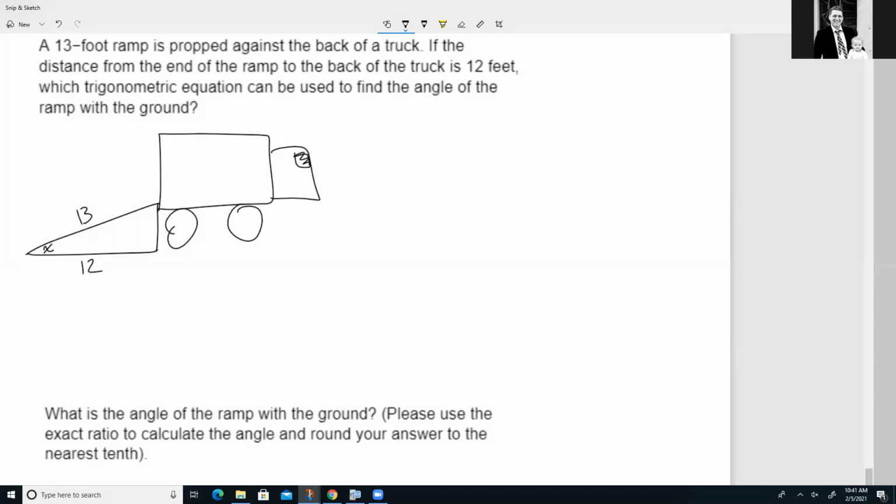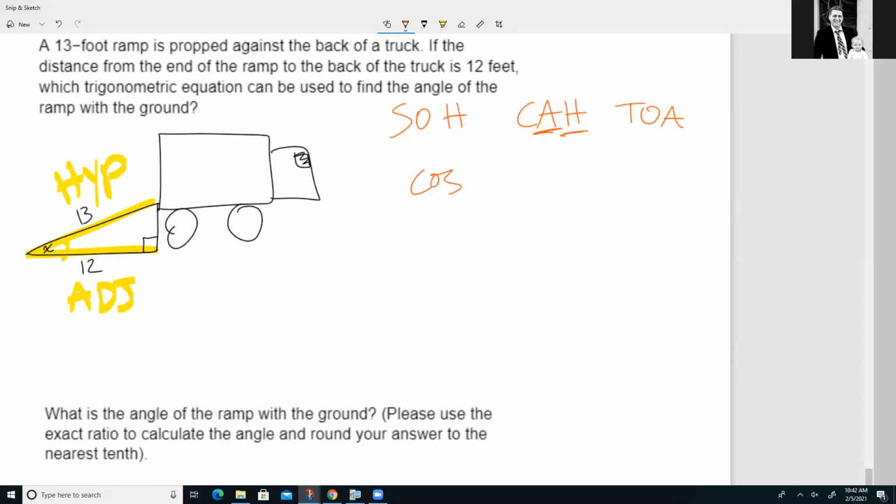So that's x. So if we're looking at this triangle, we have that as our reference angle, which would make this the adjacent side and would make this the hypotenuse. Which trigonometric function uses the adjacent and hypotenuse? Okay, adjacent and hypotenuse, that's cosine. So we know cosine of x is equal to adjacent over hypotenuse.